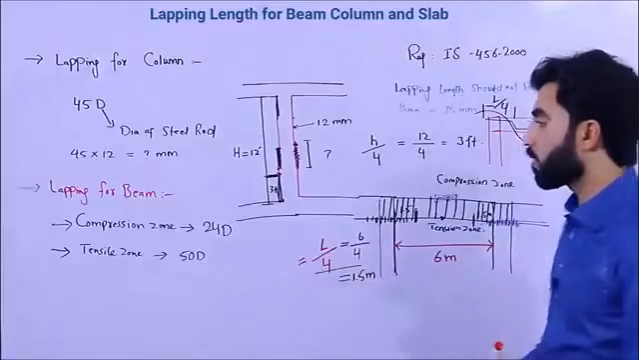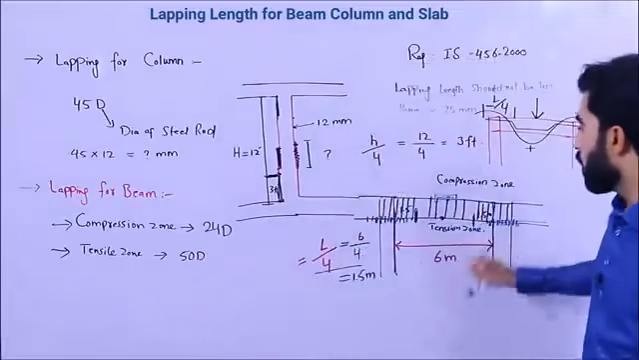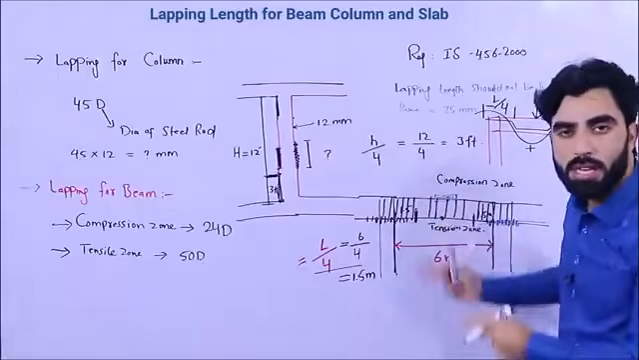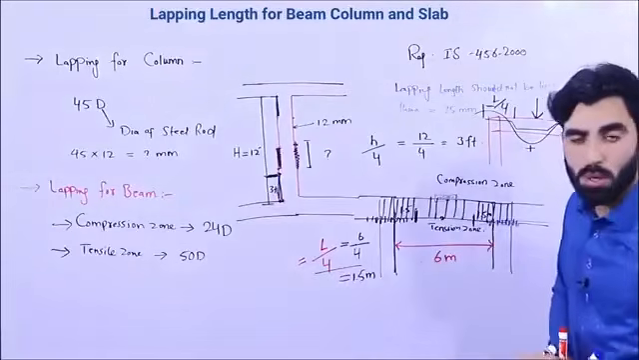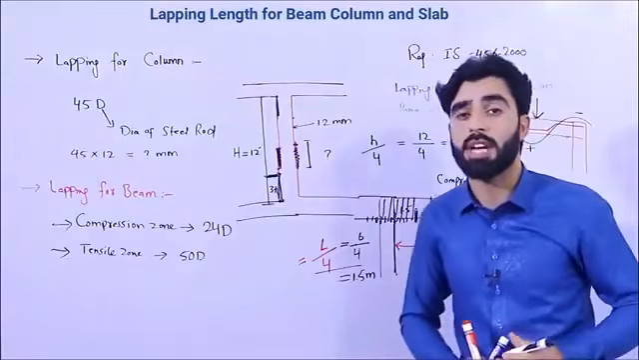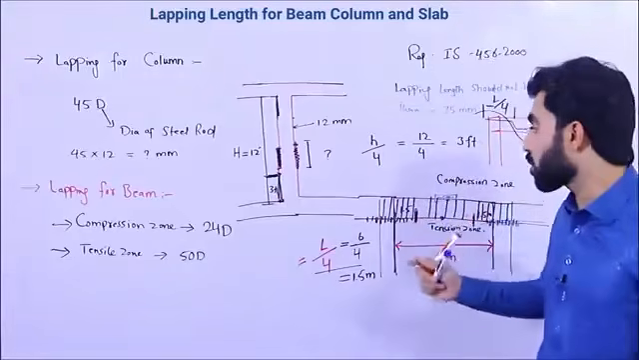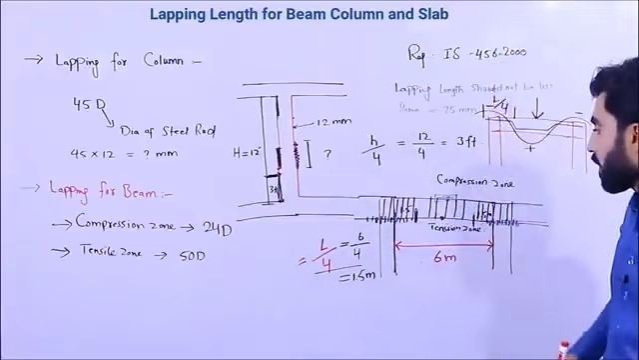So now what is the formula? 24D for compression, for tensile zone 50D. Where is the place? At the top. Try to provide the lapping length at the mid, but at the bottom try to provide it at the junctions. Don't provide it within L by 4 distance, otherwise you will face more problems in structural design, and the beam, column or this structure will develop a lot of cracks. So remember these things which I have discussed.